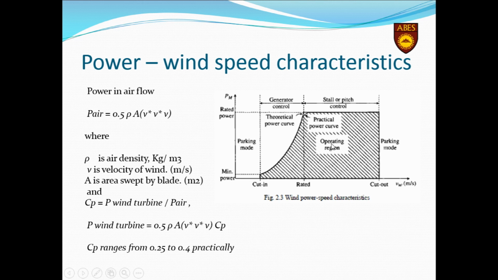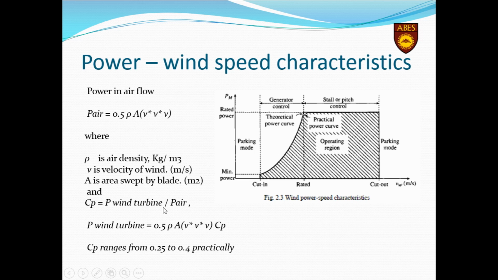In this particular region, there are two types of control on which the wind turbine could be controlled. First is generator control, and second one is stall or pitch control. The generator control depends upon the relation given here, P air equals 0.5 rho A V cube. So you can see that the power generated in this wind turbine is directly proportional to the cube of velocity of wind. As the wind speed changes, it makes a drastic difference on the power generation, that is P air.